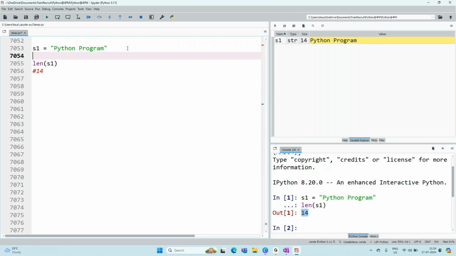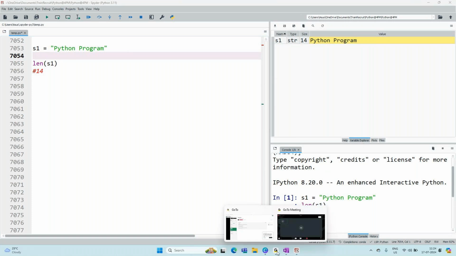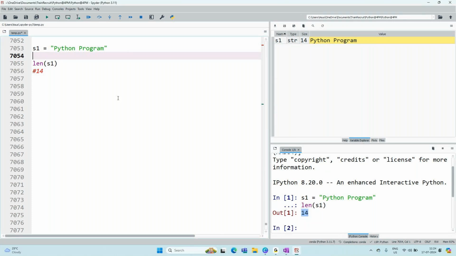Yes or no? Yes. Now you can get the idea of indexing. What is indexing now? 0 to 13 and minus 14 to minus 1. It is as simple as that. Now we need to use that indexing for accessing. Okay. Now you understood what is len?